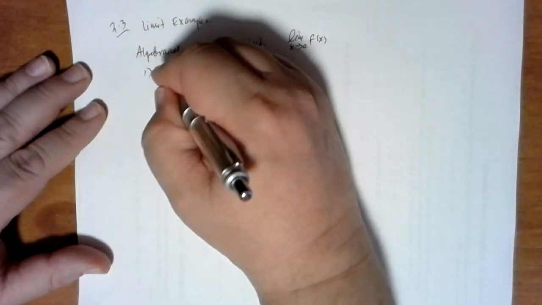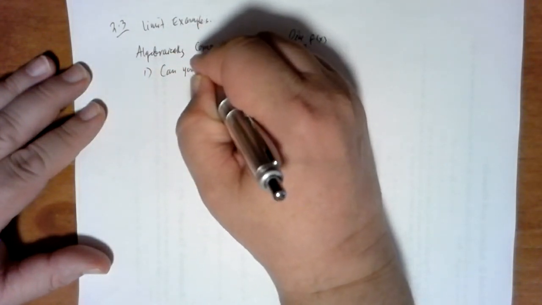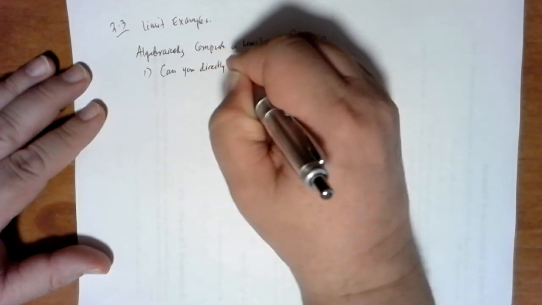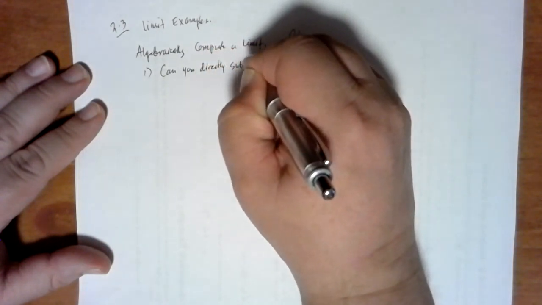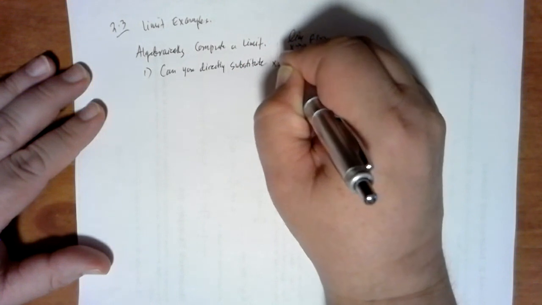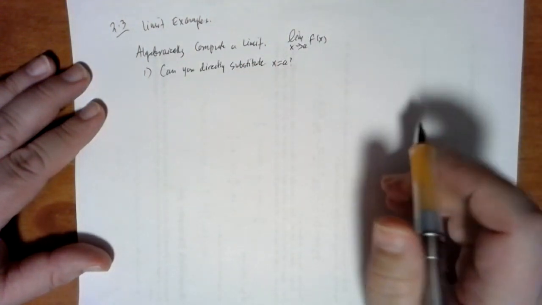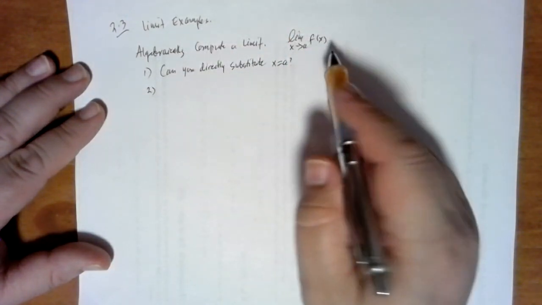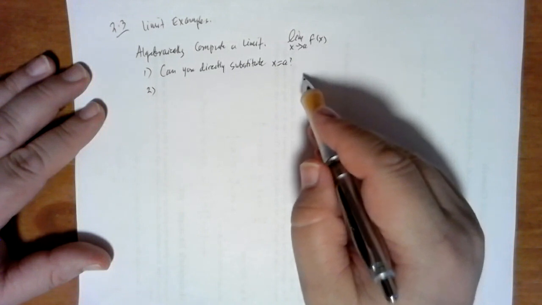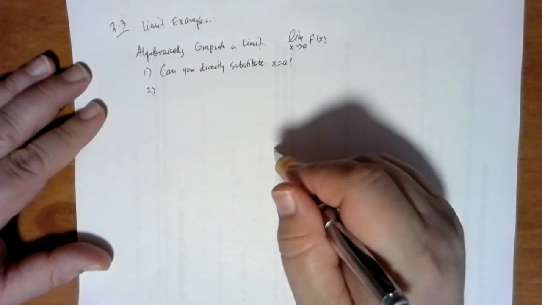So can you directly substitute x equals a? If you can, then you should do it. Typically, when we say you can't, that means you probably have something like 0 divided by 0, and so you have to do more work.